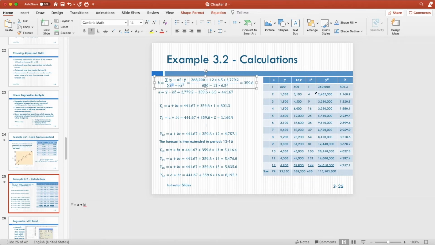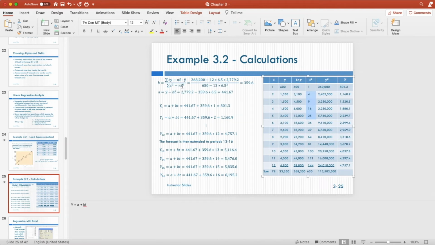But what we want is the summation of t squared. In each row, you will have a t squared value, but in summation, you need to add them all up from the beginning to the end. So the summation will be 650. That's why here this is 650. And then minus still n. What is n? n is 12.